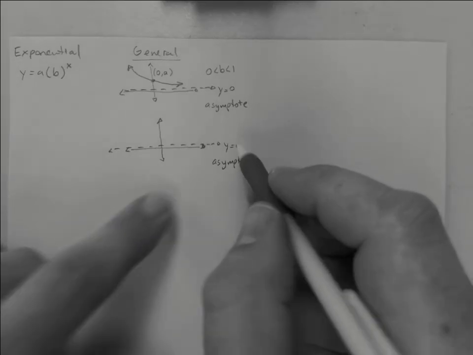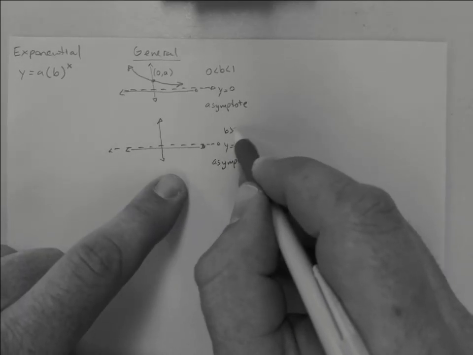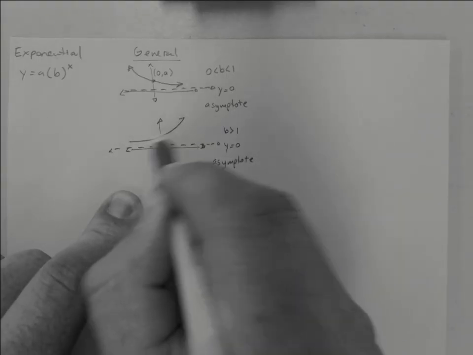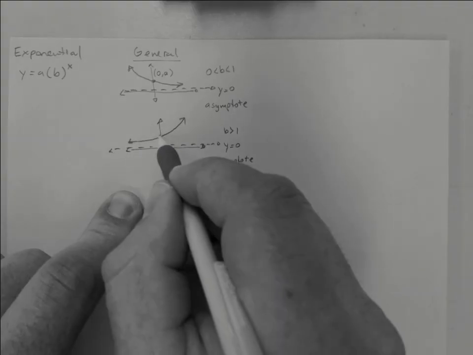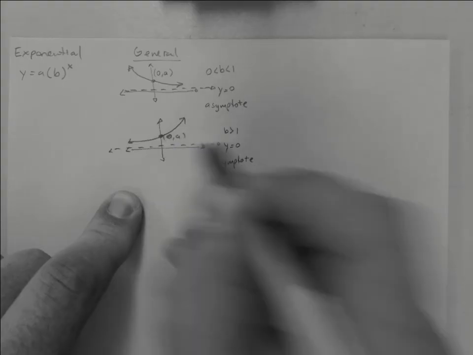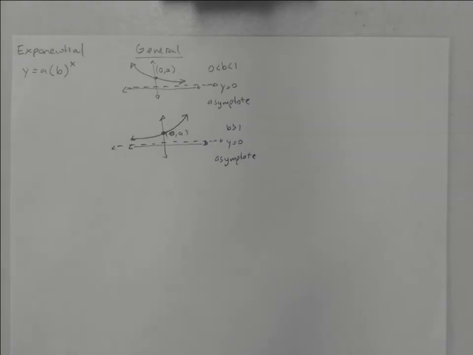And then you have the B is greater than 1. You've got an increasing scenario. Okay? This is still 0A. And if you later want to take a picture of this, that's fine. Okay?